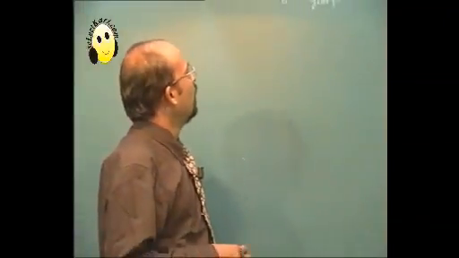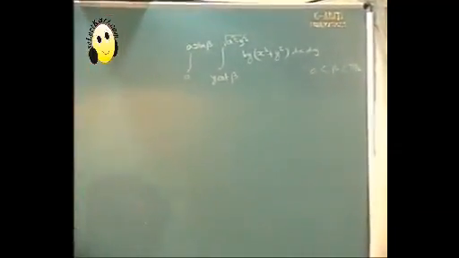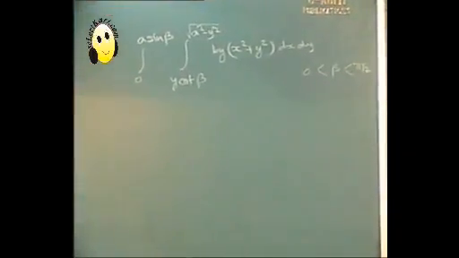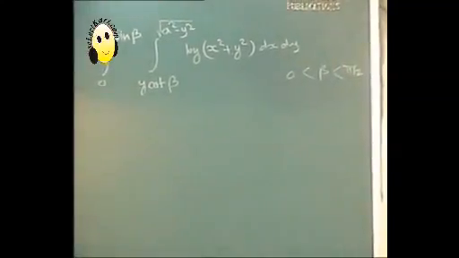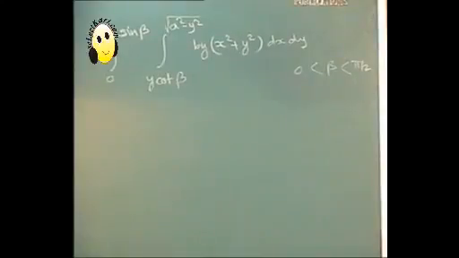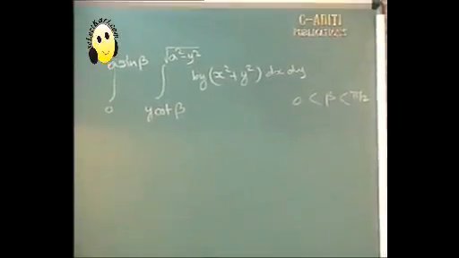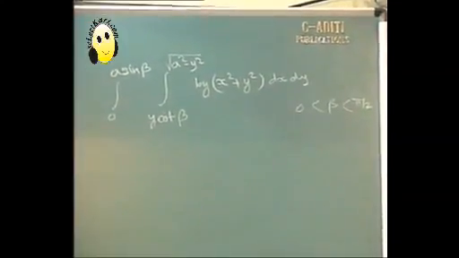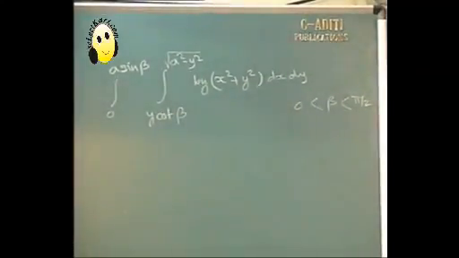Let us consider the next problem. It is integral 0 to a sin beta, integral y cot beta to under root of a square minus y square, log of x square plus y square dx dy, where it is given that beta is in between 0 to pi by 2.